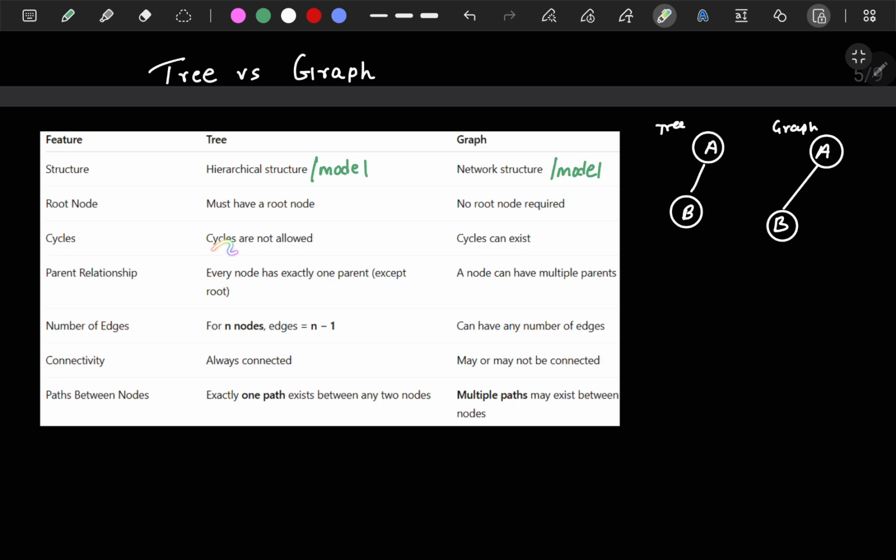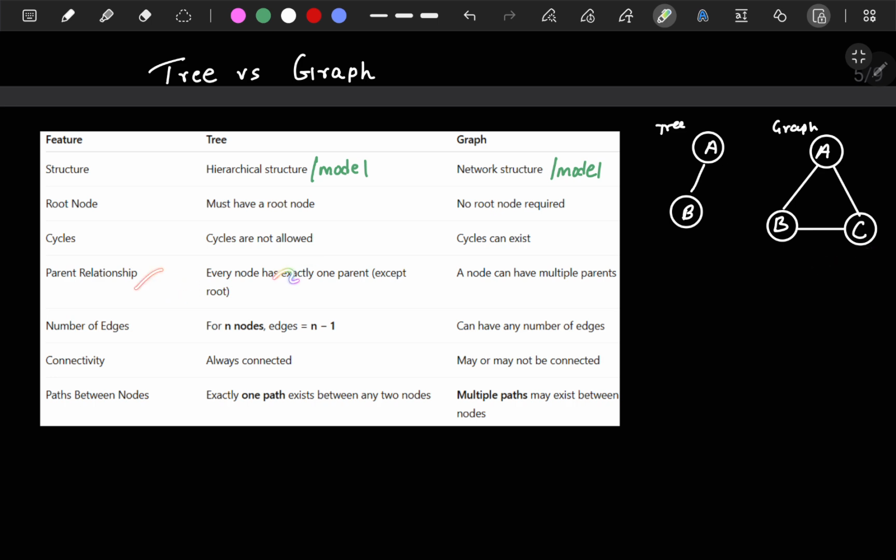Now in terms of cycle, a tree never has a cycle. But when you talk about graph, a graph can have a cycle. For example, if I take this example only, then I can take one more node, that A is related to C and B can also be related to C, right? Now this cycle is possible. In graph, a cycle is possible. So this is also a graph, but this is not a tree.